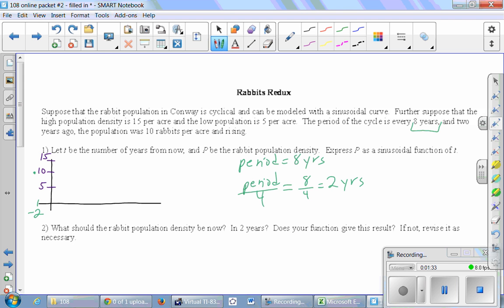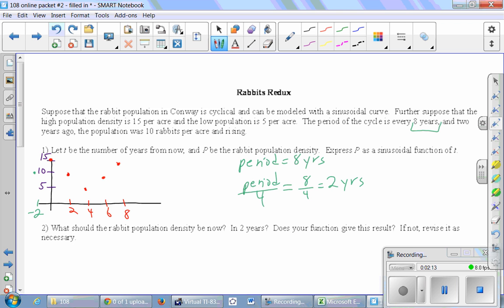Which is no coincidence. That means that the next important point on this graph is 2 years after this point right here, and 2 years after this lands me right at 0. So the next important point, it said it was 10 rabbits per acre and rising, so this must get up to the top right there on the y-axis. So the next point is right there, and then 2 years after that, we're back in the middle, and then 2 years after that, we're at the bottom. And then 2 years after that, back to the middle. And let's do one more 2 years after that, back at the top.